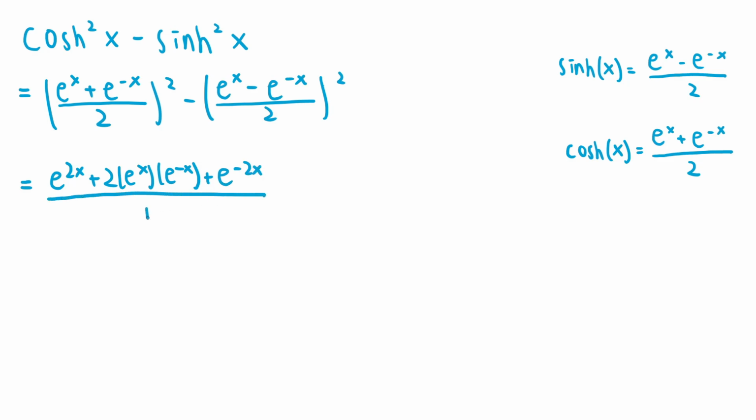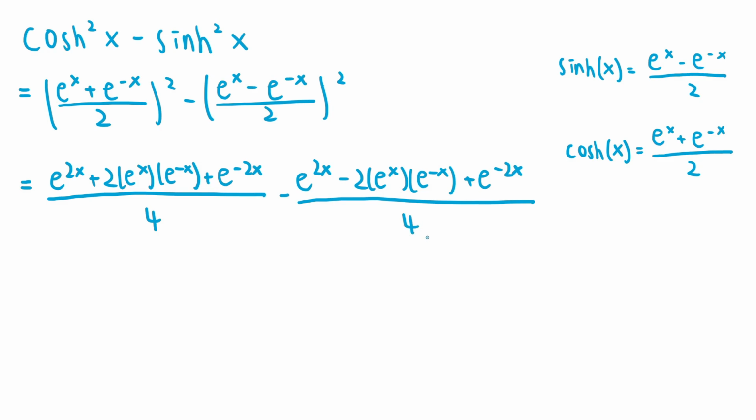which is equal to 4, and then minus (e to the x minus e to the negative x) all squared, which is e to the 2x minus 2 times e to the x times e to the negative x plus e to the negative 2x, and this is all divided by 2 squared, which is equal to 4. And this is of course because e to the x all squared equals e to the 2x, and e to the negative x all squared equals e to the negative 2x using exponent laws.